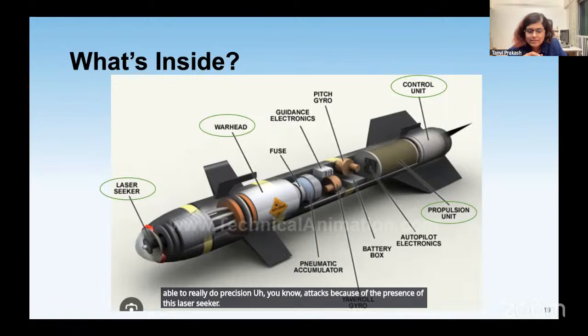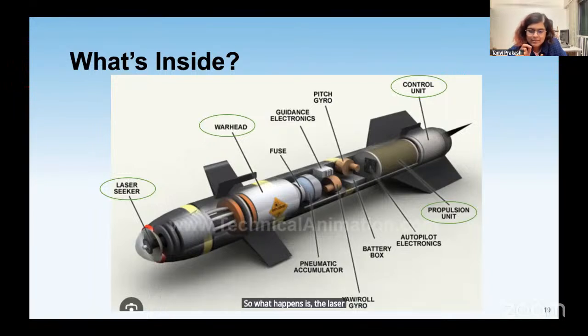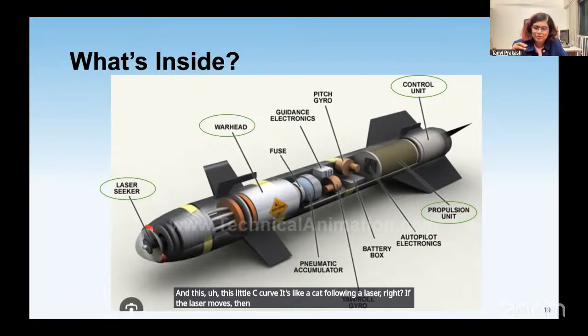So what happens is the laser is located on the aircraft, and the aircraft will shine a laser on the target which needs to be hit from far away. And this little seeker, it's like a cat following a laser, right? If the laser moves, then this thing will also move with it and exactly go and hit the spot where the laser is being shown.